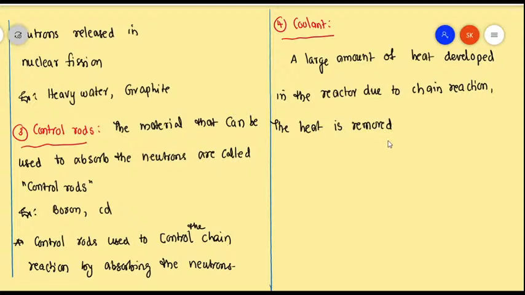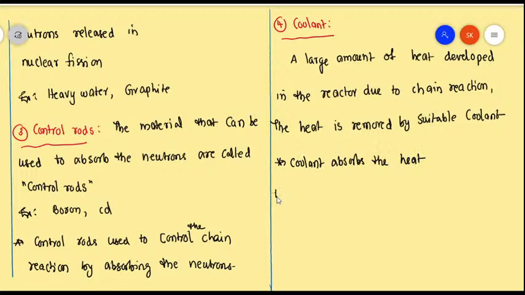Further, we have to use water, right? The water can gain the heat energy, then that will be converted into steam. The heat is removed by a suitable coolant. That coolant is used to absorb the heat produced in the nuclear reactor. What will the coolant do? The coolant absorbs the heat.